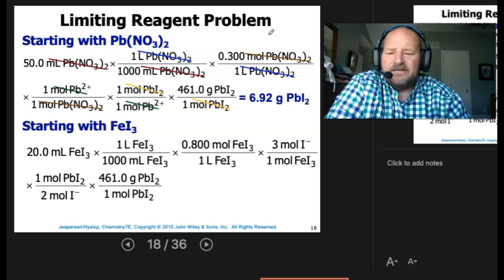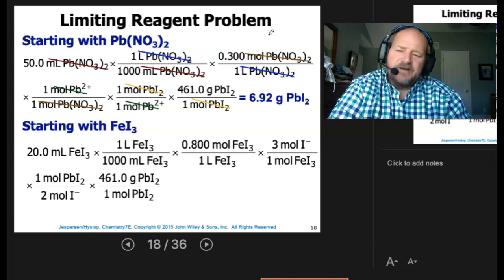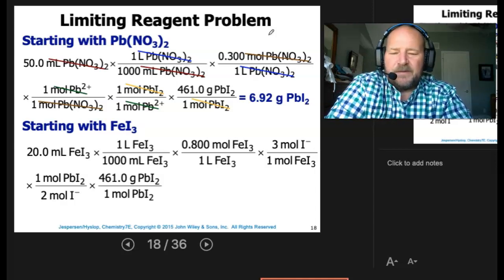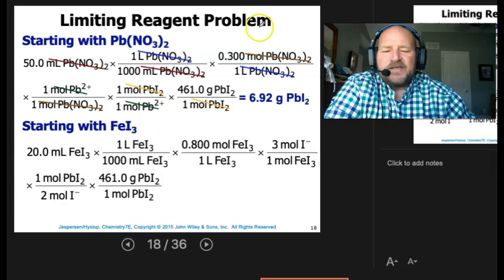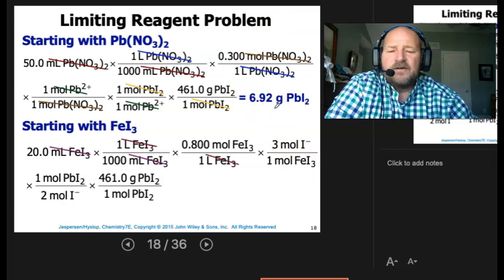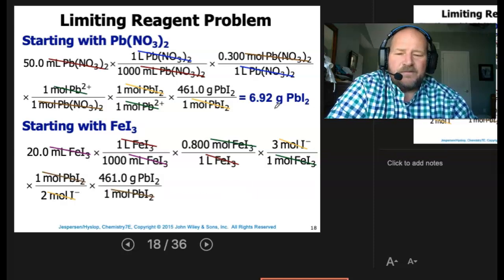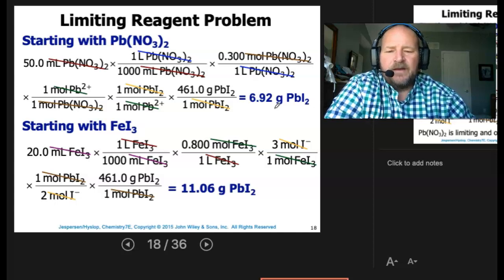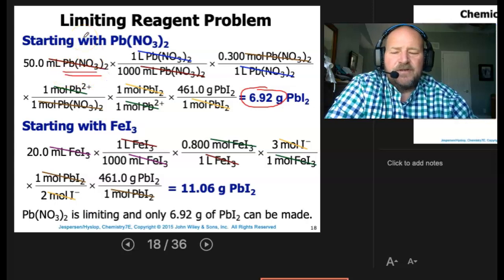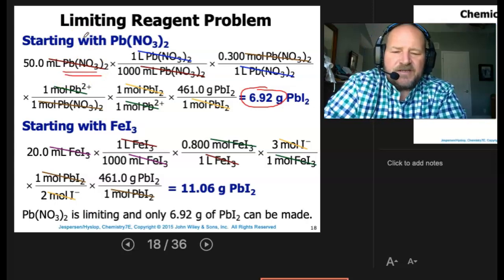Next, we'll look at the iron iodide, go through the same process. We have 20 milliliters of the iron iodide. We'll convert that to liters, so that we can multiply that by our molarity. That's going to produce 3 moles of iodide for every 1 mole. And then for every 2 moles of iodide, we'll make 1 mole of lead iodide. Multiplied by the molar mass gives us 11.06 grams. So which one's our limiting reagent? Well, here we made the least amount, which means the lead nitrate will be our limiting reagent. So since lead nitrate is the limiting reagent, only this much product can be made, right?